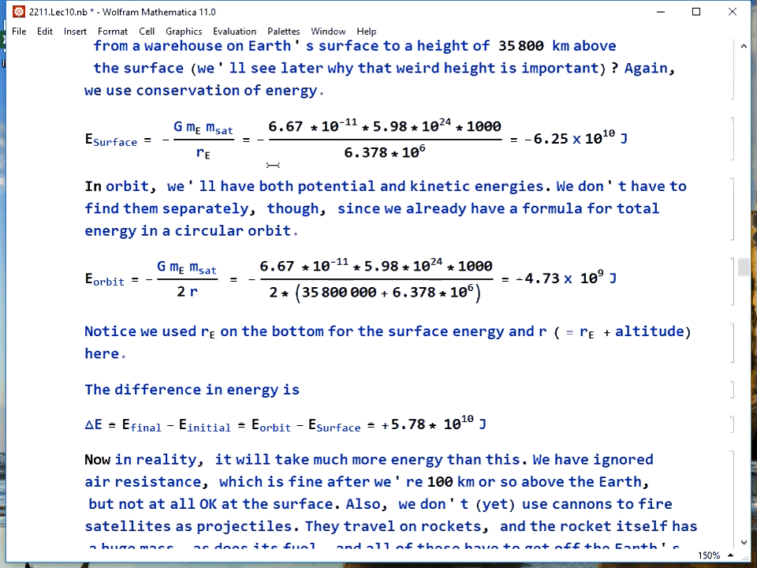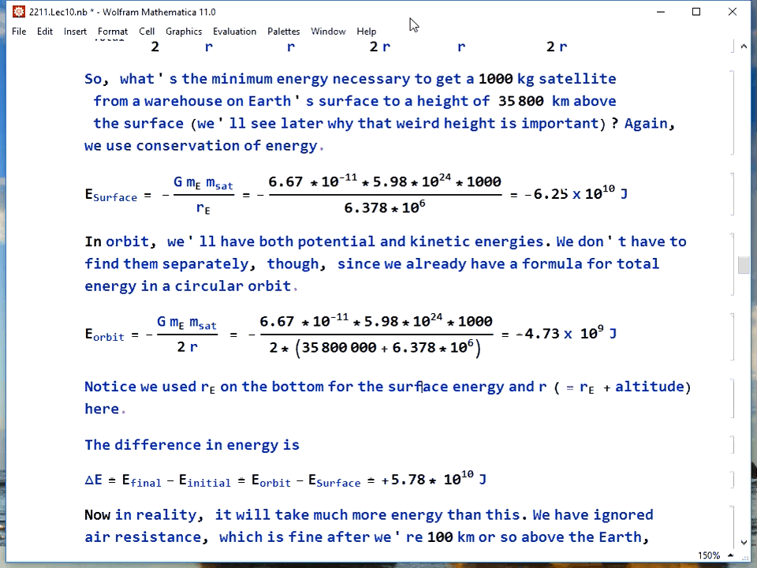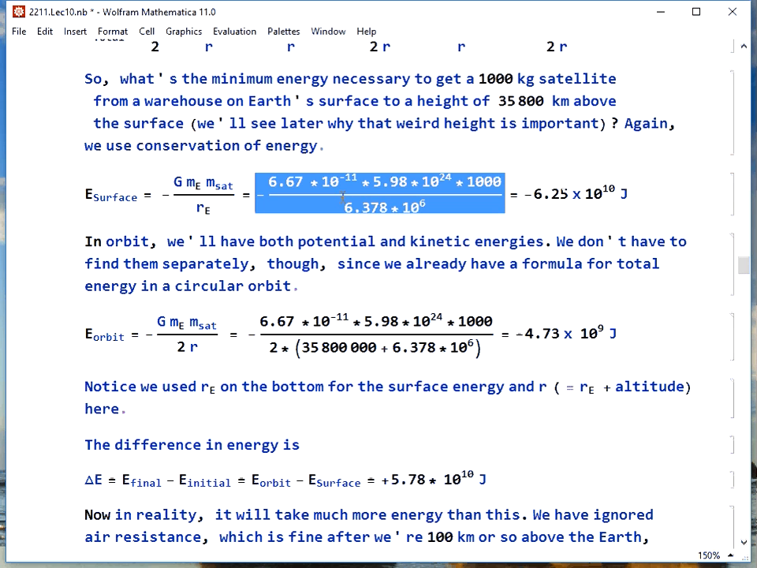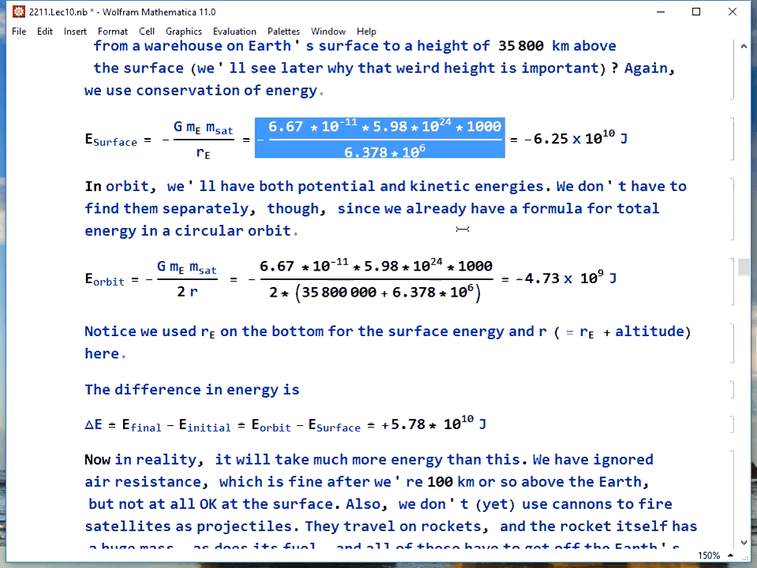The way we would do this is to use conservation of energy. So if we use conservation of energy, the energy of the probe on the surface of the Earth, when it's in the warehouse, it has no kinetic energy, it has only gravitational potential energy. Notice we don't have a 2 here because we're not talking about something in orbit already. The R value is the radius of the Earth. We calculate the total energy and we get negative 6.25 times 10 to the 10th joules.